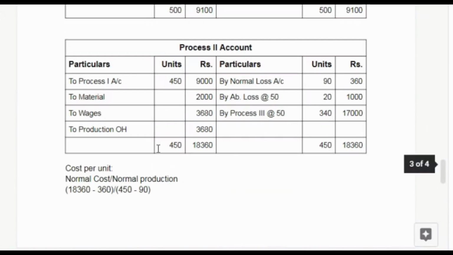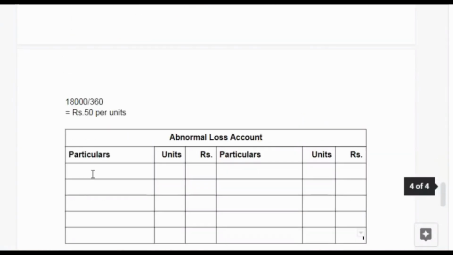Now this abnormal loss is shown on the credit side of the process 2 account. So the other entry is on the debit side of the abnormal loss account, to process 2 account. And what is the amount? The units are 20 and the total amount is 1,000. Clear?